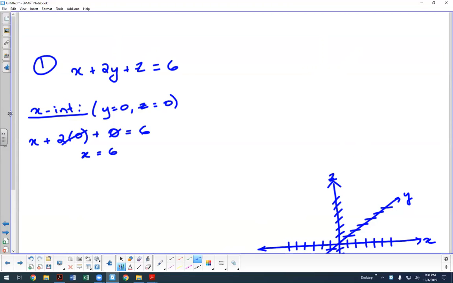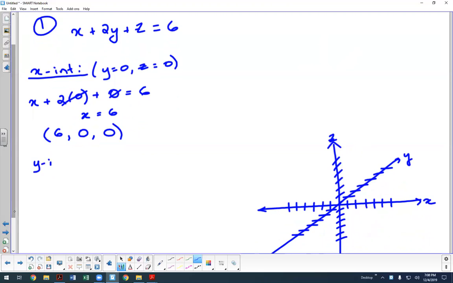Now these are 3 variables, right? X, Y, and Z. When it's just X and Y, we call it an ordered pair. With 3, we call it an ordered triple, because there are 3 terms. And of course, they're still in the same order, X, Y, and Z, alphabetical order. So that's going to be 6 for X, 0 for Y, 0 for Z. Ordered triples instead of an ordered pair.